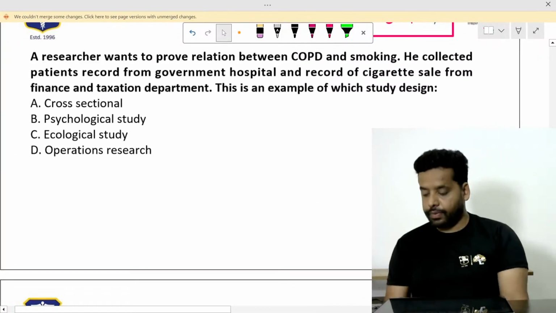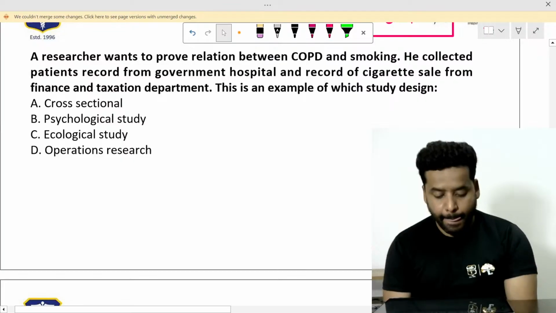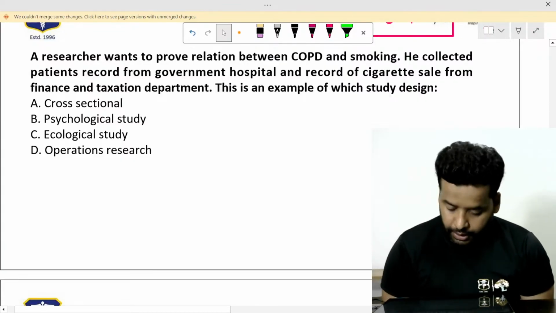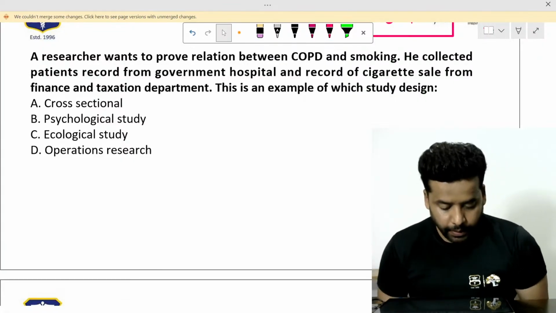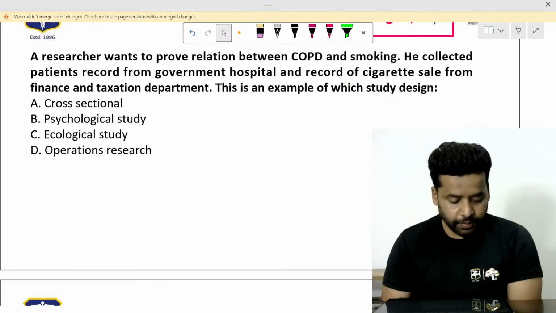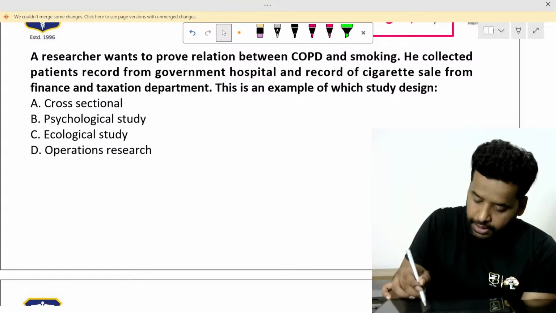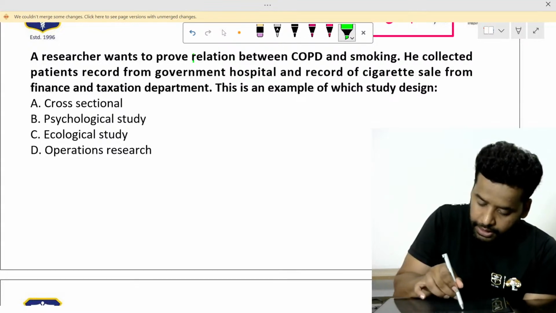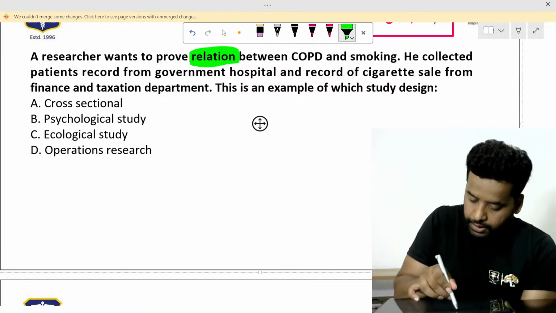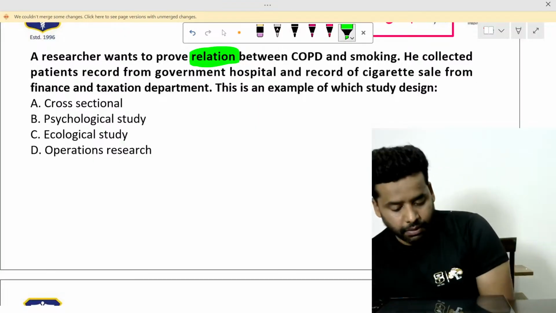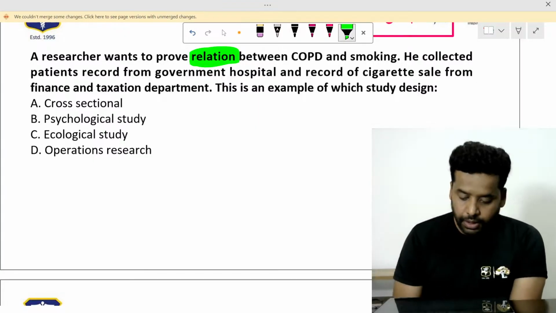COVID in travelers, what type of screening? Prospective screening. Okay, good. See the next question. What is your answer? Just check one. What I am telling is just checking the relationship. Okay, they're checking the relationship. That is a keyword I am taking from the question.